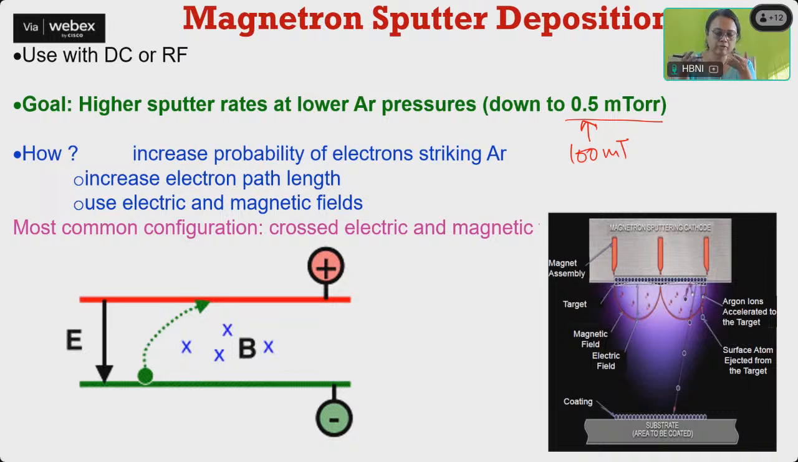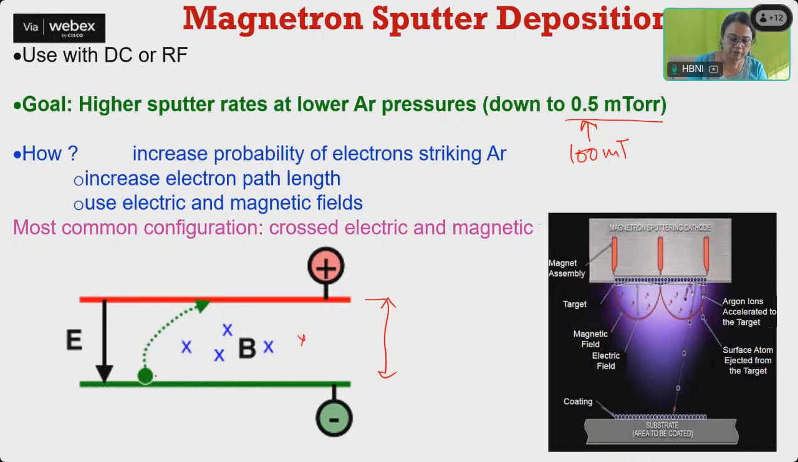Why do we want a better vacuum? Because the quality of the grown film is better when the vacuum is better, at a low pressure. There will not be as many dislocations, and the sputtering rate also becomes high. The introduction of a magnetic field increases the sputter rate by increasing the probability of electrons striking the argon. As we know, we have an electric field between these, and we are putting a magnetic field across it.